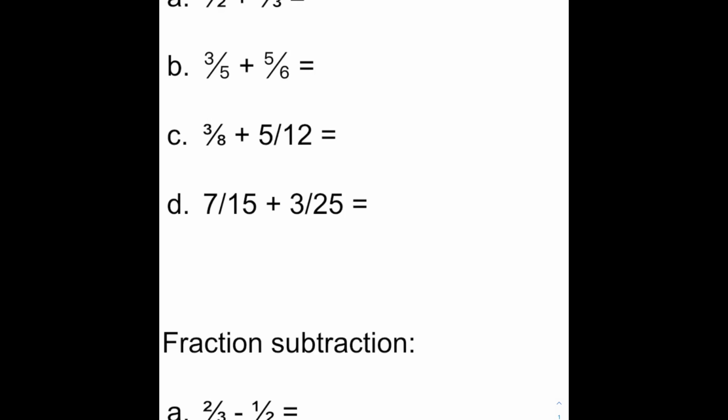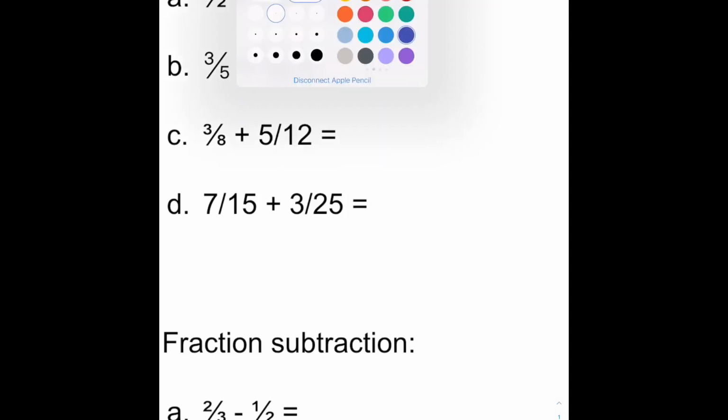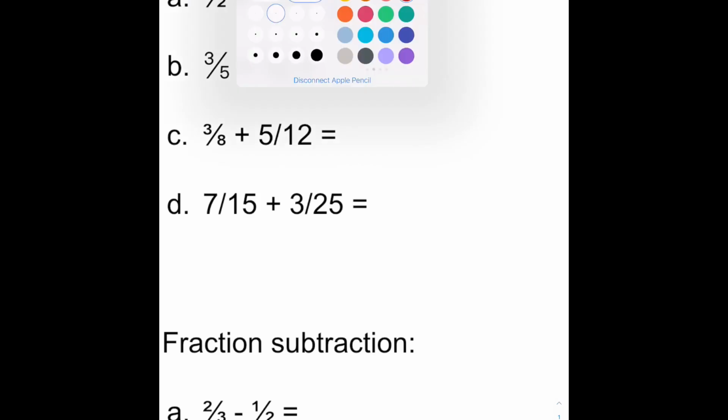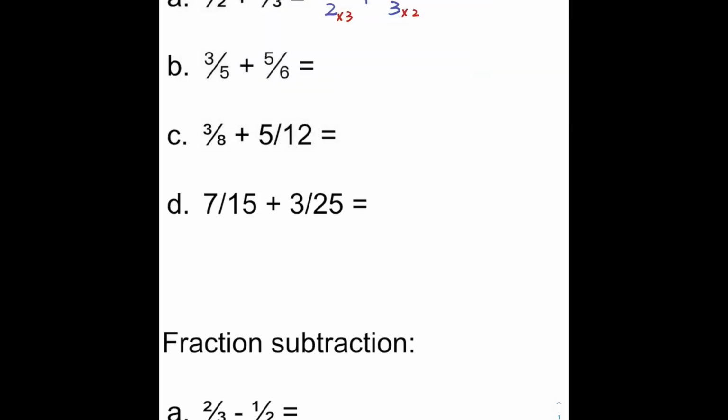二分之一加三分之一. The bottom is not the same, so we will find the common denominator: 2 times 3. The bottom times 2, the top times 2; the bottom times 3, the top times 3. So 6, 5.